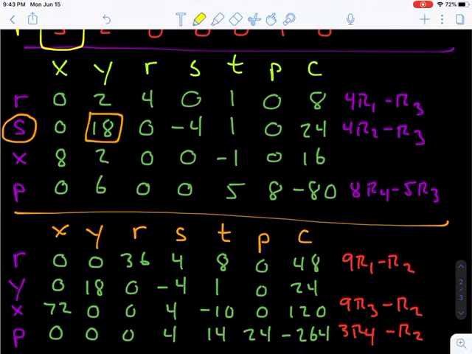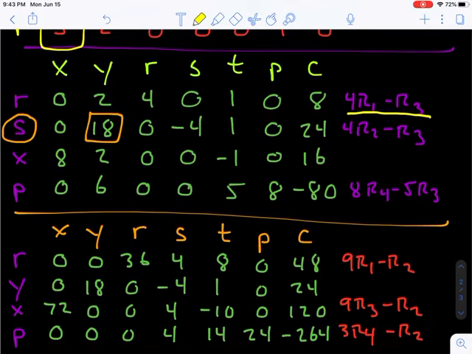we use row operations. So the row operations I used are over here. To clear the first row, I did 4 row 1 minus row 3. To clear the second row, I did 4 row 2 minus row 3. And to clear the fourth row, I used 8 row 4 minus 5 row 3. And this is our new table. And so you can go back and actually use these row operations to perform it, and you should get these numbers.